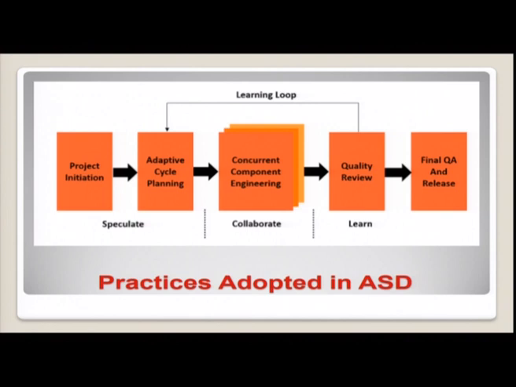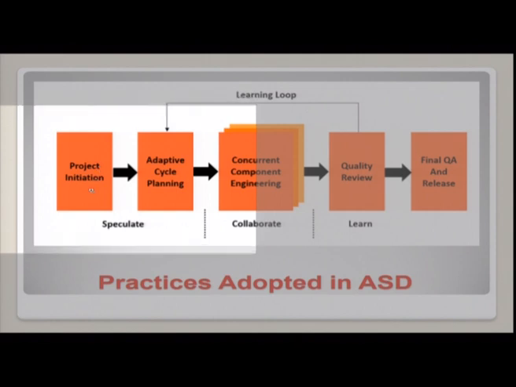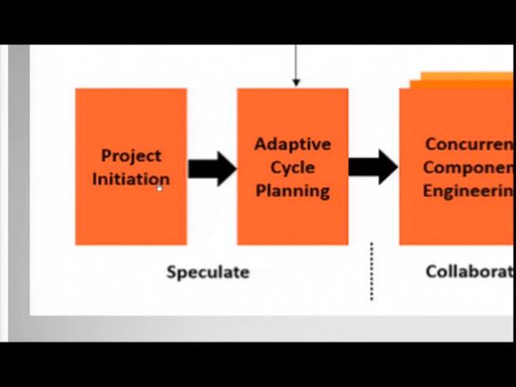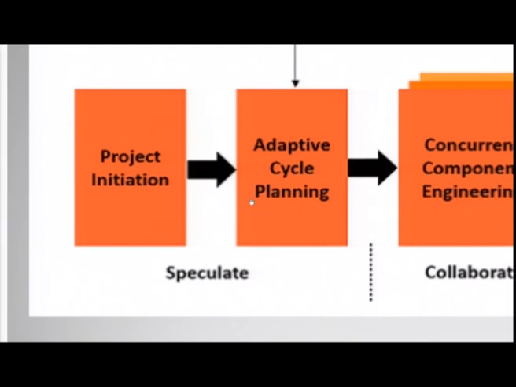Here you have the project initiation. In the project initiation and this adaptive cycle planning, you speculate. Project is initiated, you plan for adaptive cycle. So, when you are going to have this adaptive cycle planning, apart from planning, you acknowledge the complexity, you try to get the uncertainties. When you are going to get such things, you call it speculate.